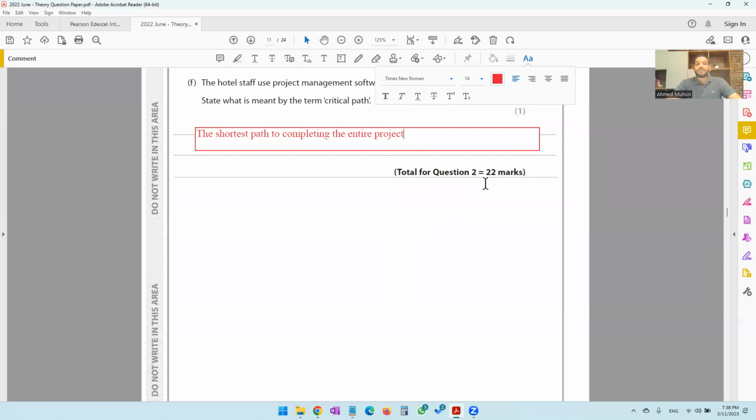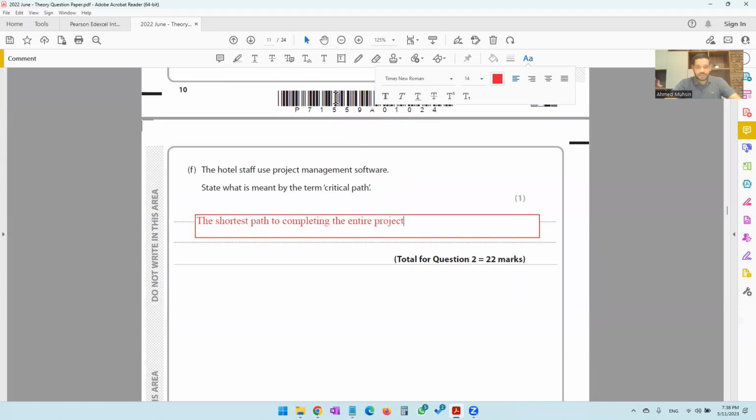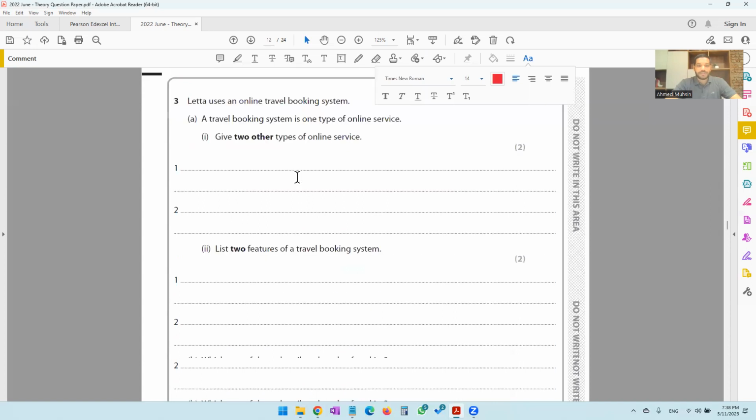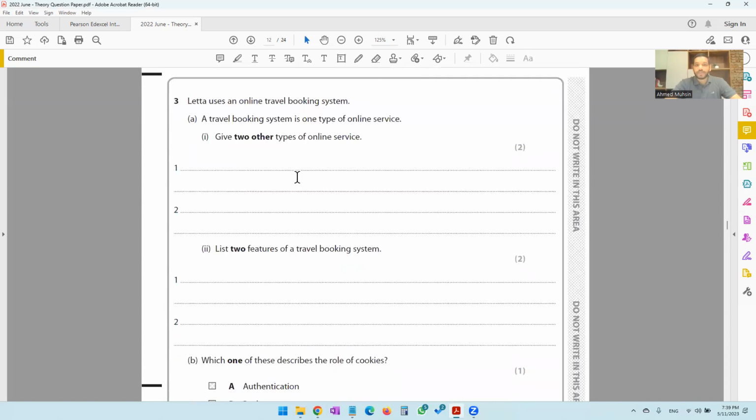With that, we have now come to the end of question number 2 as well. In case you're wondering, did we ever learn project management? This comes in chapter 2 under software. Towards the end of chapter 2, you have project management software. Moving on to question number 3, it says, Layla uses an online travel booking system.